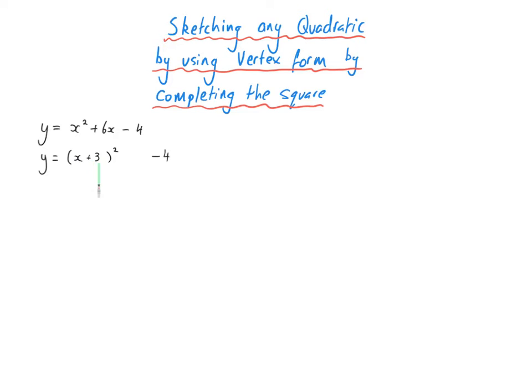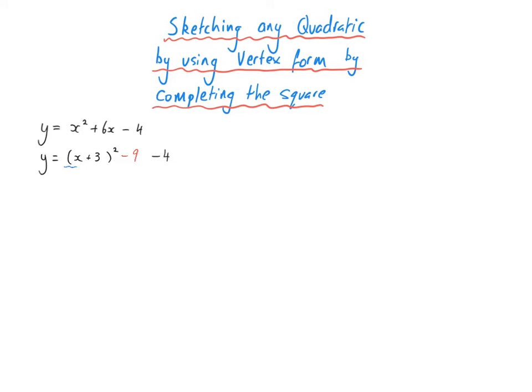If you're not sure about this step, you need to go back, practice, do some boxes. When I expand this perfect square, I get x squared plus 6x plus 9. Now the role of this part of the expression is just to take account of the x squared plus 6x. I don't want the 9 there, so what I'm going to do is take 9 away.